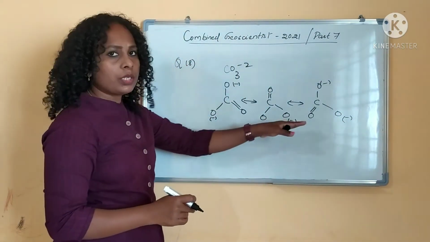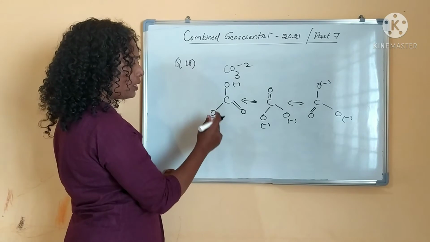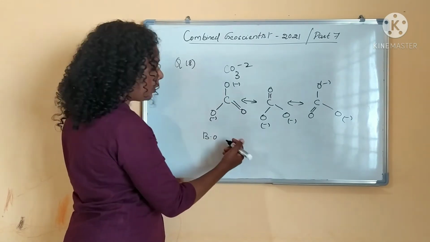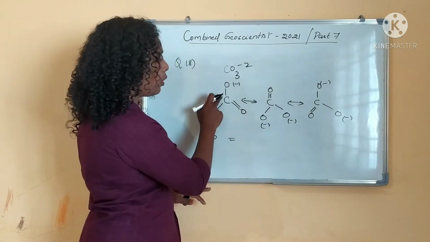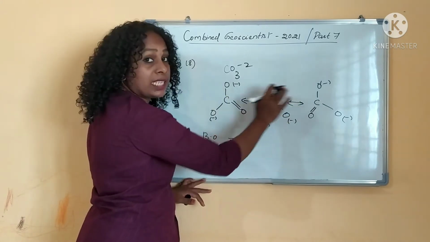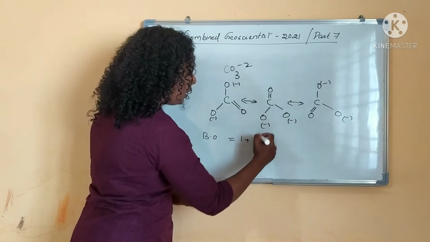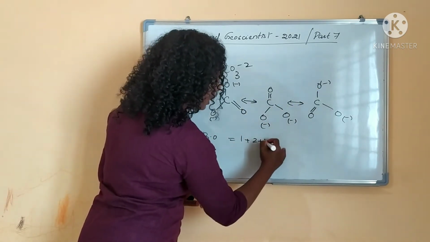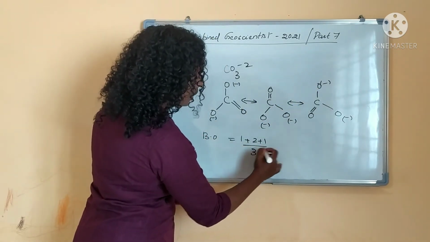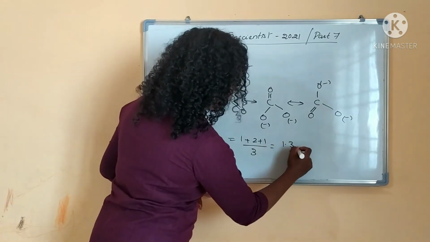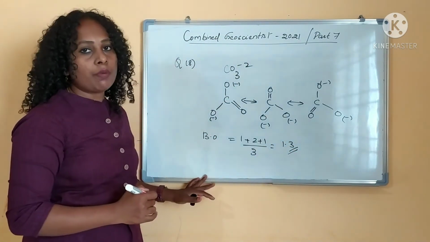This is the structure CO3 2-. Three resonating structures are present. To calculate the bond order, you have to see the number of bonds between the same atoms in all the structures. Here 1 is present, here 2 is present, here 1, right? So 4 divided by 3, that is 1.33, you will be getting the bond order. This is the way you have to find it out.